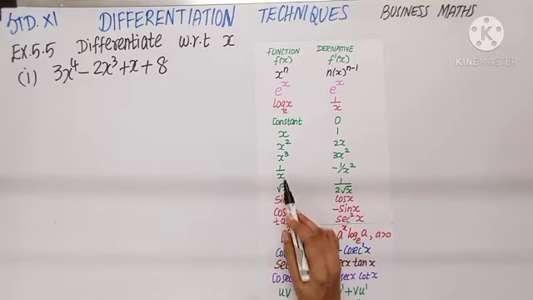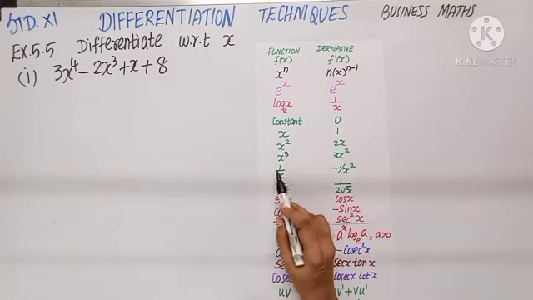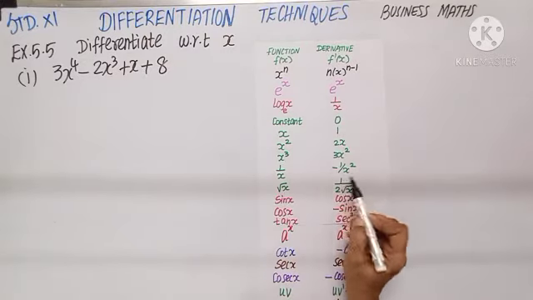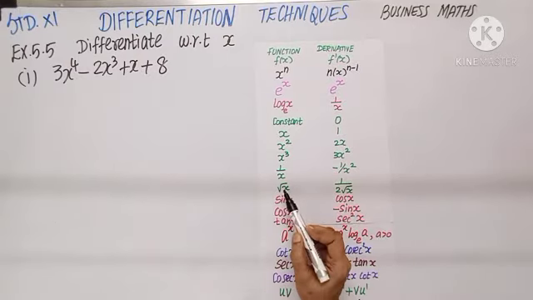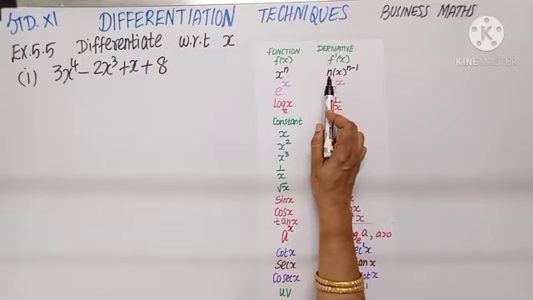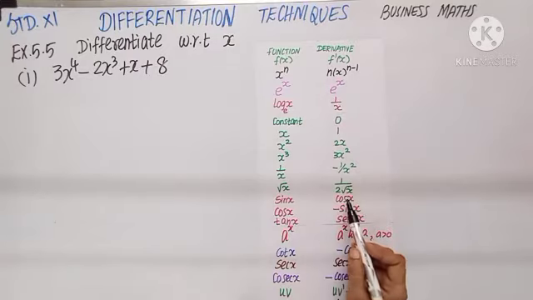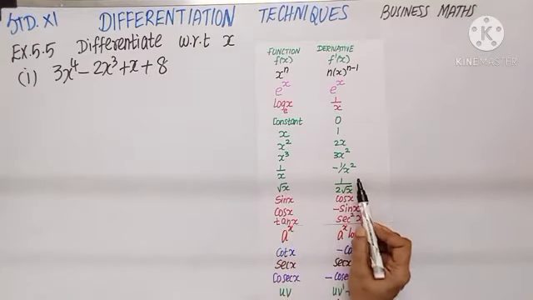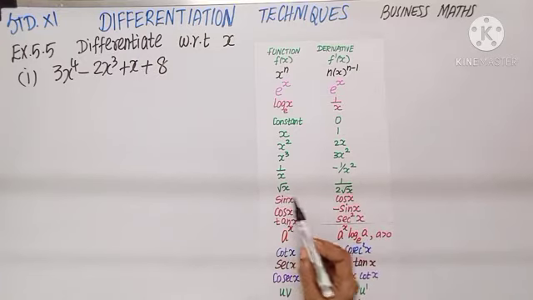1 by x and root x. For 1 by x, put n equals minus 1 and we derive minus 1 by x square. For root x, we put n is half here and we simplify to get 1 by 2 root x. So remember, 1 by x becomes minus 1 by x square and root x becomes 1 by 2 root x.